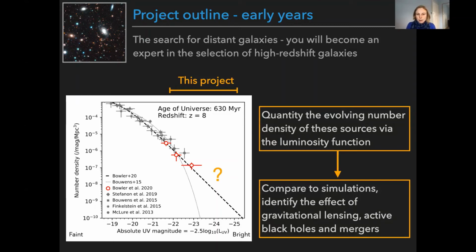As you can see, as we go to brighter galaxies, the error bars get larger and larger, and the uncertainties get larger. And it's where the question mark is that this project will make a big impact, giving us the first measurements of the number densities of the most rare and exciting sources within the first few billion years. And once we have this measurement, we can then compare to simulations. What does this mean in terms of astrophysics? And in particular, identify the effects of things like gravitational lensing, active black holes, or mergers on the number of galaxies that we see.